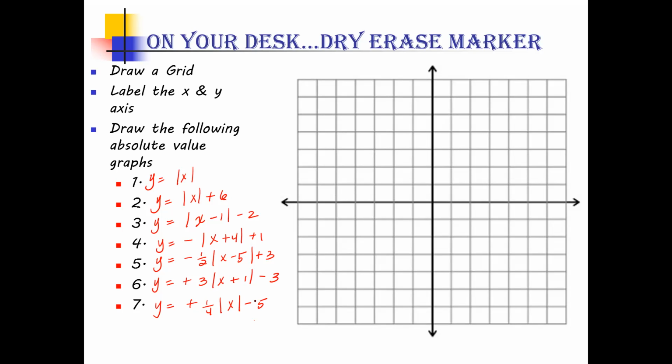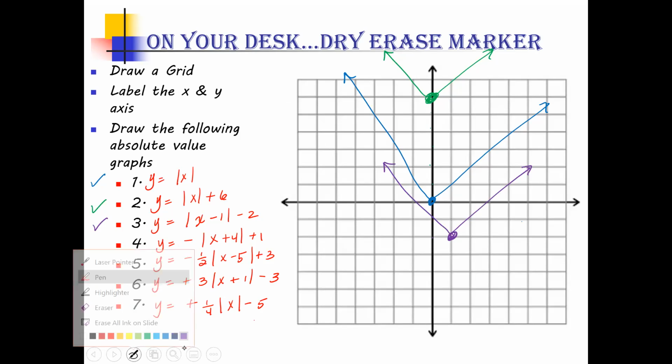Okay, so now that you have these, let's go ahead and graph them. The first one is just at 0, 0. It's just going to be a straight V-shaped graph. Second graph, I'm going to graph it in green. You go up 6, 1, 2, 3, 4, 5, 6, and it's just going to be a V-shaped graph. Next, I'm going to do it in purple. You go down 2, to the right 1, and it's positive, so it's just going to be a V-shaped graph.